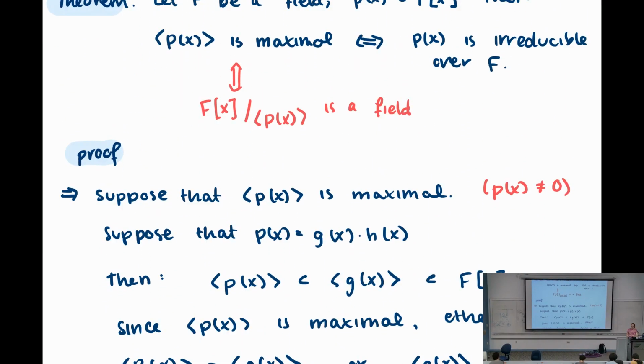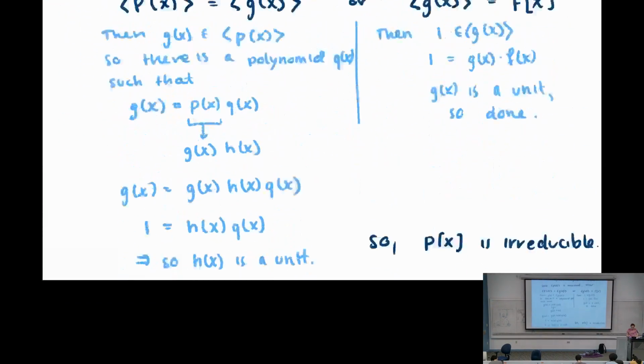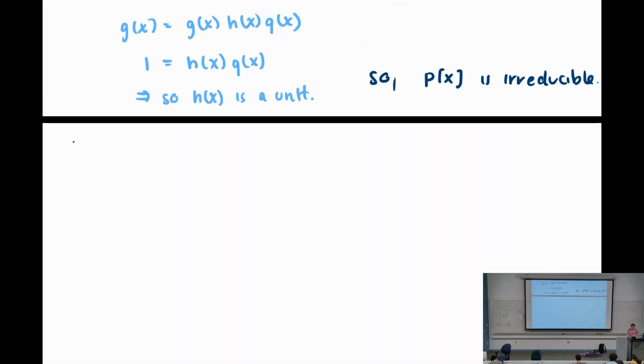So for the other direction, we're going to want to assume that p(x) is irreducible and prove that the ideal it generates is maximal. Okay, so to prove that this generates a maximal ideal, we're going to want to assume that there's some ideal that contains it, and then show that that ideal either has to equal the ideal generated by p(x), or it has to equal the full polynomial ring.